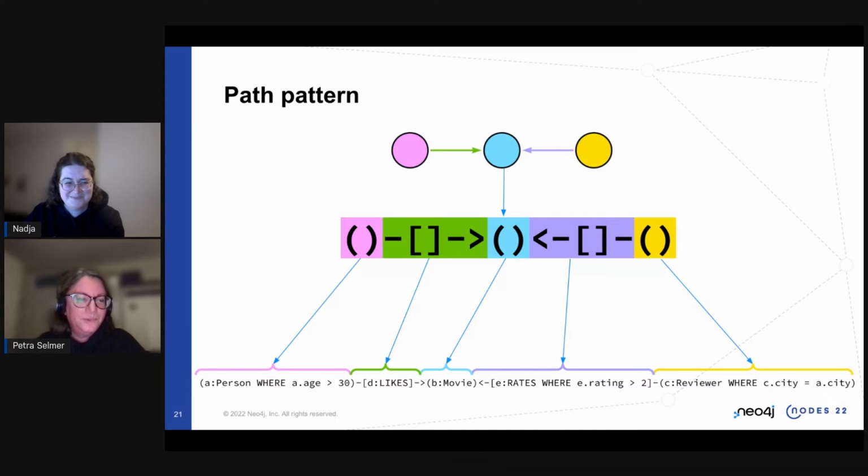So the first notion I want to introduce is a path pattern. This is something we've already been very used to in Cypher over the past few years, but it's something we're formalizing now. All this is, is a pattern expressing a linear path, right? So it's a sequence of node and relationship patterns, as we can see over here.